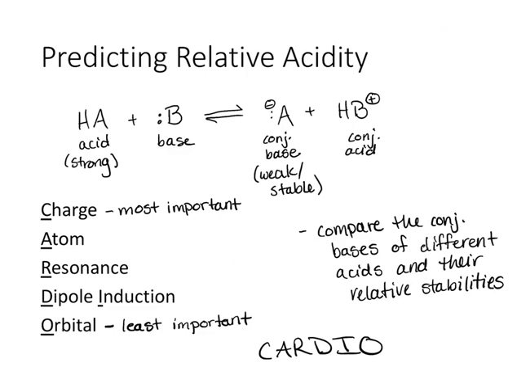Okay, so let's start comparing acids. So let's start with charge. How can we compare acids based on charge? So let's say we're comparing the hydronium ion to water. So we'll call the hydronium ion acid 1, and we'll call water acid 2. And we're trying to determine which one is stronger.